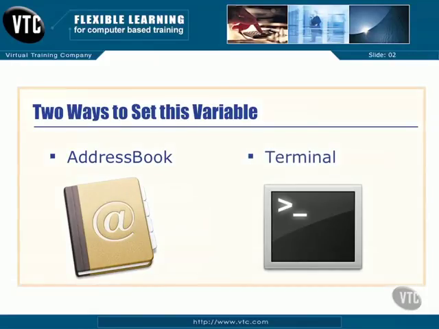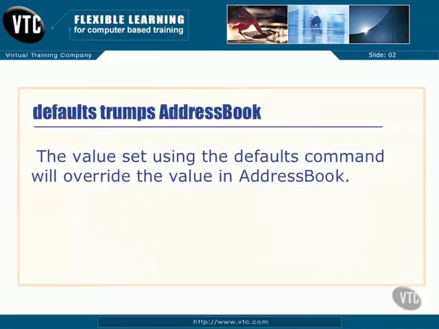The second is to use the Terminal application and execute a command line utility named defaults. This will set the default value in Xcode's plist file. The value set using the defaults command will override the value in Address Book. This means that if you have one company name in Address Book and another in Xcode's plist file, the value in the plist file will be used.